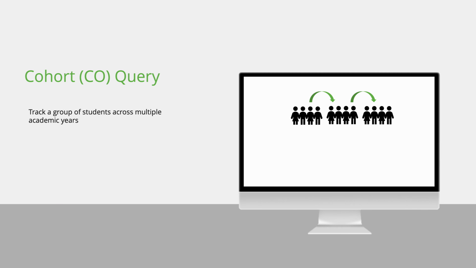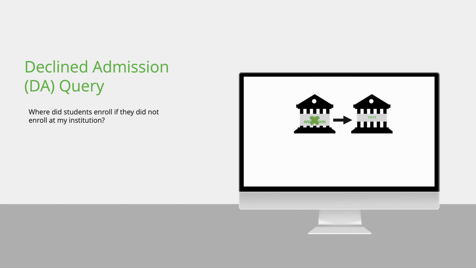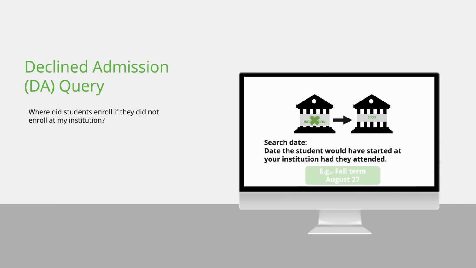For the cohort query, a lot of times the search date is going to be the beginning of the fall or spring term. For the declined or denied admissions, that's going to be the date when the student would have started at your institution had they attended. Because you are looking to get the behavior of students who applied to your school but did not attend, we recommend that you use the search date of when your term would have begun. So for a fall semester, that would be, say, August 25th or so.